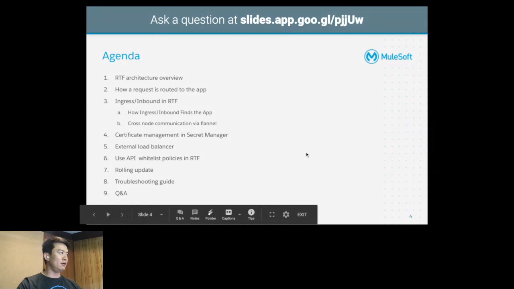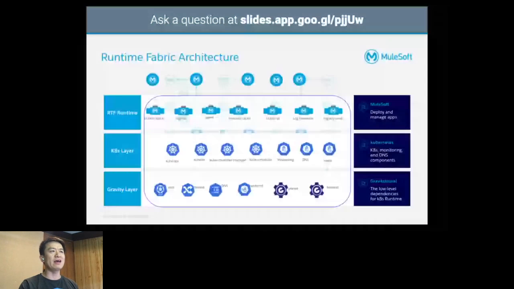So, all right, about RTF architecture. RTF is a platform to manage and deploy your APIs. It's based on Kubernetes. Okay, let's check from bottom to top. The bottom one is a Gravity layer, and then the Kubernetes layer, RTF runtime. On the top, we have the applications. And that's our goal. We want this platform to deploy our applications.